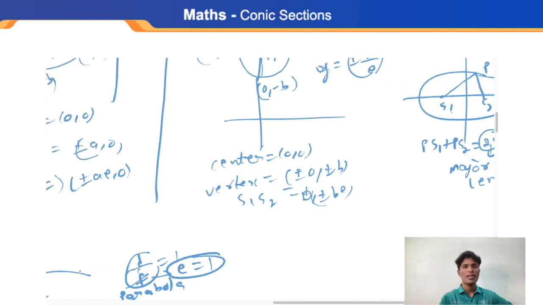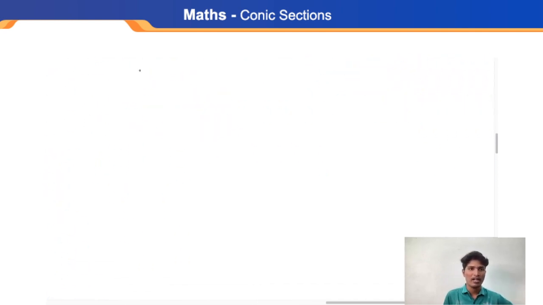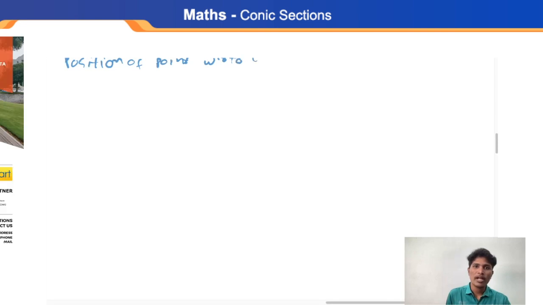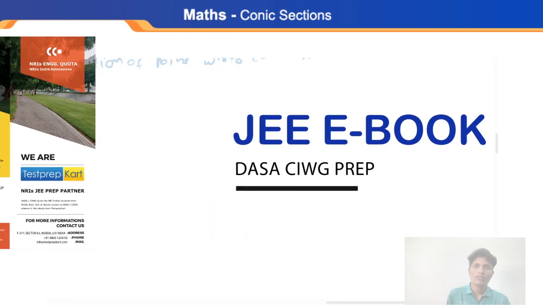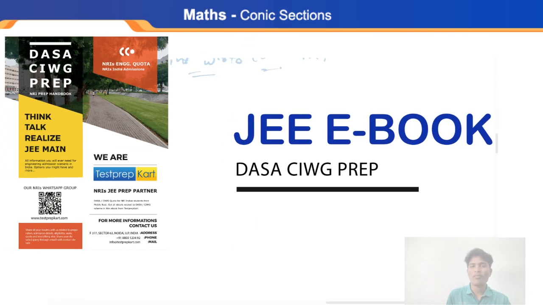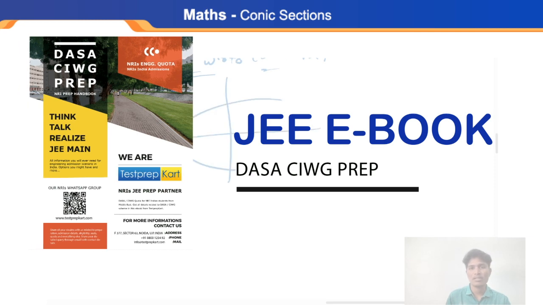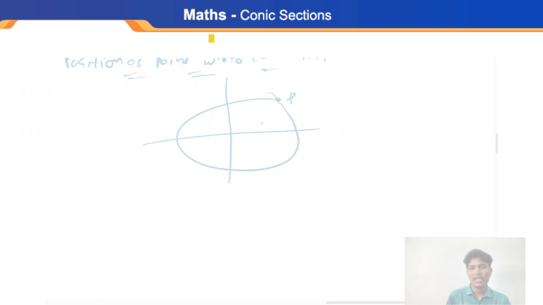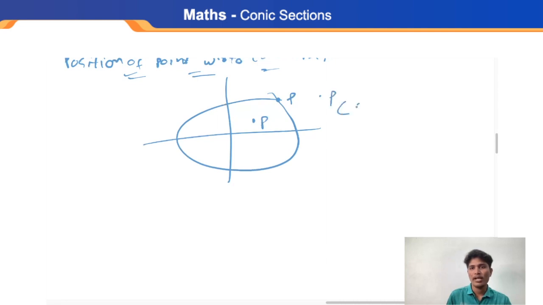Very important. And for this ellipse, again, we discuss the position of a point with respect to the ellipse. What is the position of a point with respect to the ellipse? This is the ellipse. If the point P is here, it is outside; here, it is inside; here, it is on the ellipse. On the ellipse, yes. How to calculate?